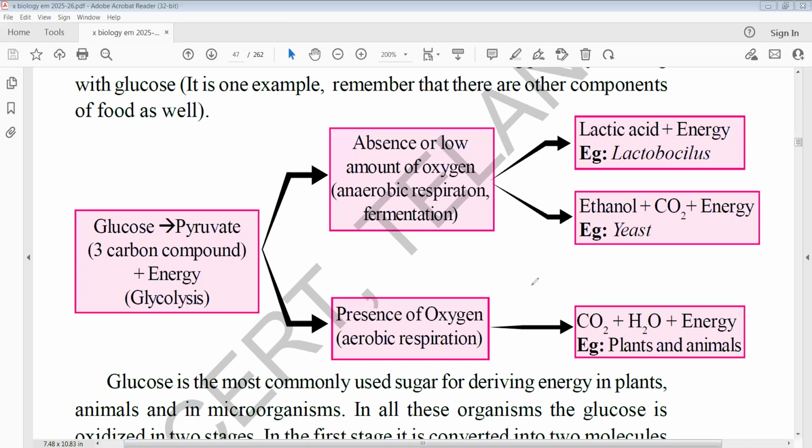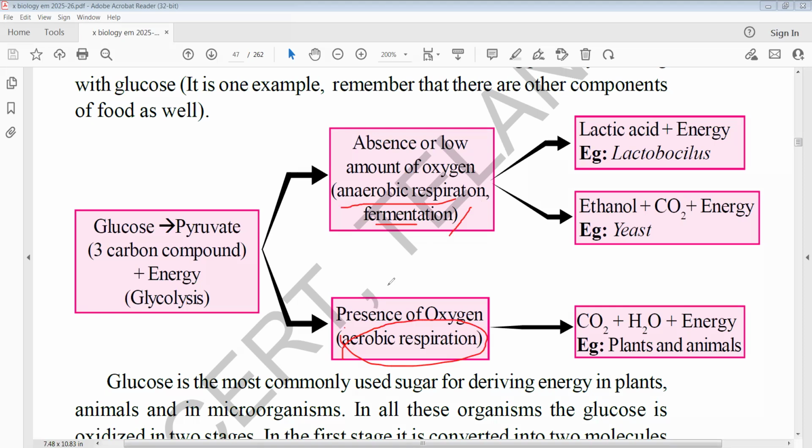So, respiration. I already said the definition: the breaking down of the food material in the presence of oxygen is called respiration. Respiration is of two types: aerobic respiration, and anaerobic respiration and fermentation. So, the major differences between aerobic and anaerobic.